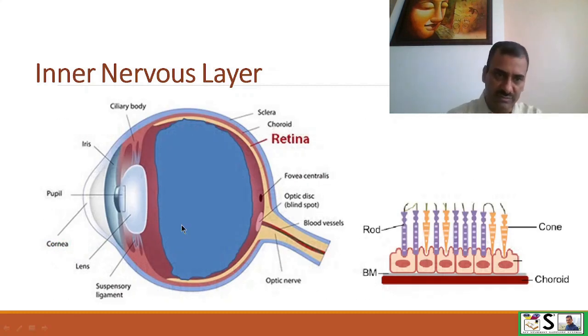Here you can understand it like this. This is the inner part, the retina, and the light which comes from outside focuses on the fovea centralis, and this is the blind spot or optic disc, from where the optic nerve starts. And there are two types of cells, cones and rods.